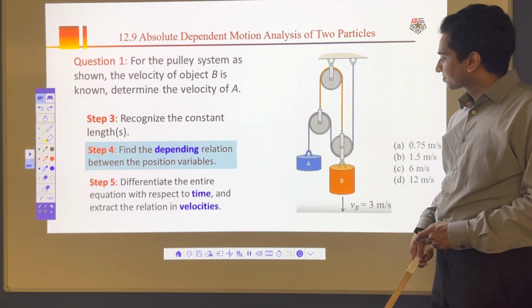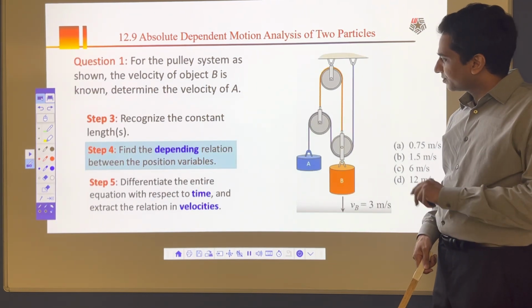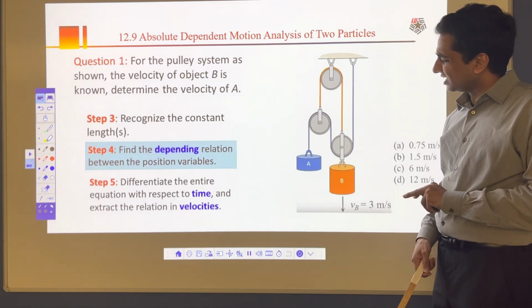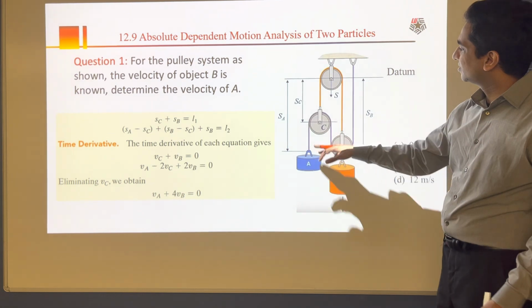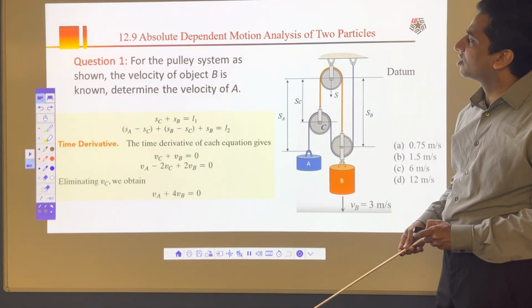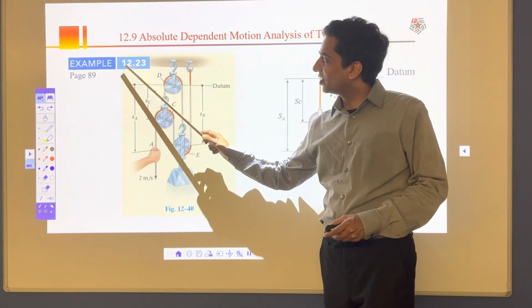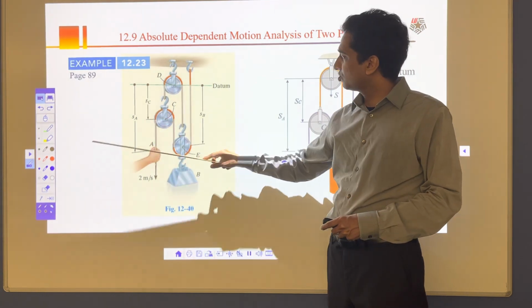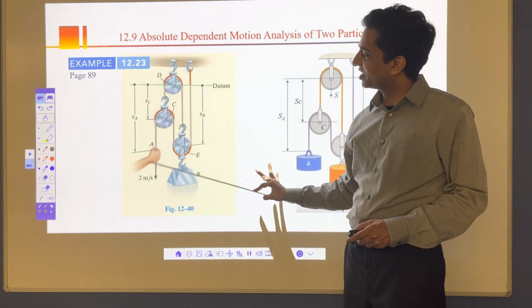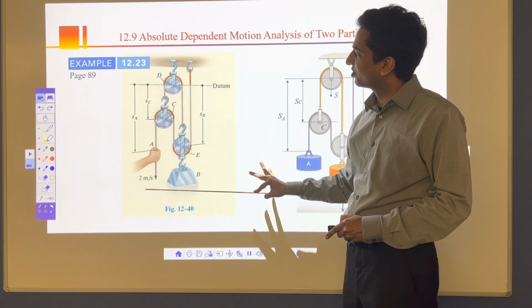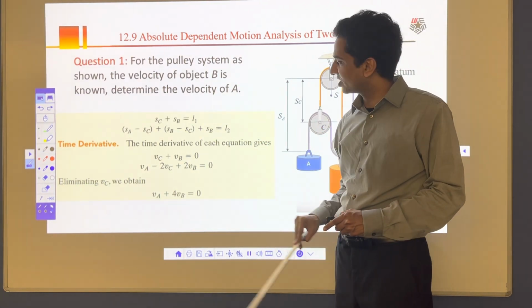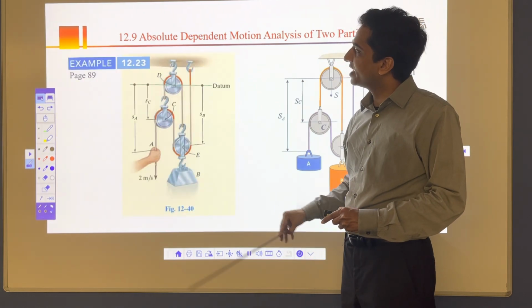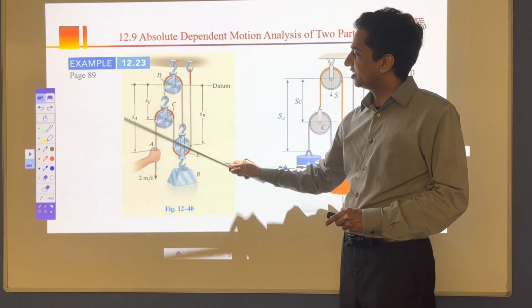There is a problem, I'm going to put it. This one is a solved problem from the book. So for this kind of problem, if you go to example 12-23 on page 89 of your book, you can find this problem. This one is very easy. You have to follow the same process. You have to get the equations for these two ropes, and then you can solve this problem. This one is a very easy problem. Go to page 89, 12-23, and then you can solve the problem.